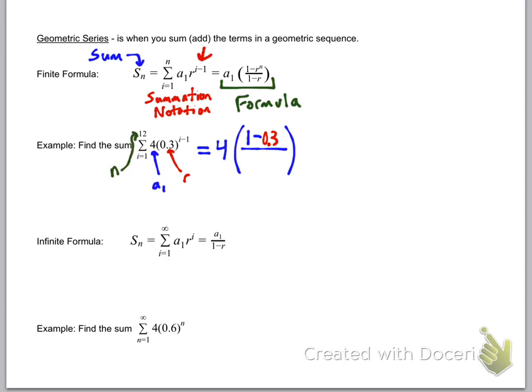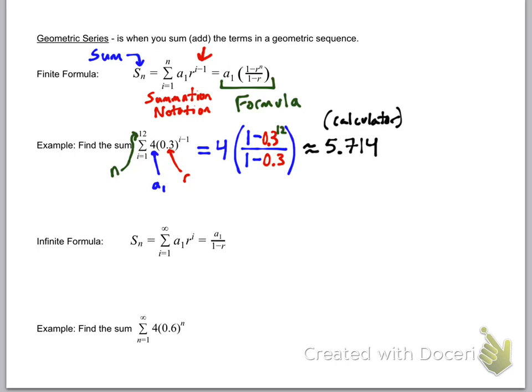n is shown over here at the top of the summation symbol, the sigma symbol, and that is going to be 12. And then on the denominator, we just have 1 minus r, so 1 minus 0.3 again. When you do all this, you can actually type that into a calculator, and you get something like 5.714. Now notice the squiggly lines because I'm approximating it, and for these, that is what you'll want to do. We call that a finite formula because that's listing out all the numbers starting at 4 and multiplying by 0.3 all the way up to the 12th term.